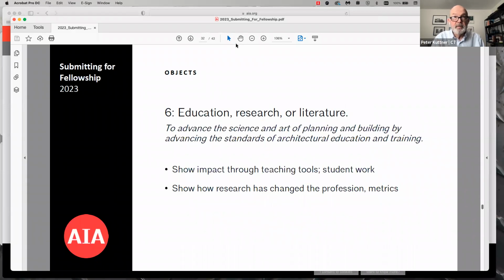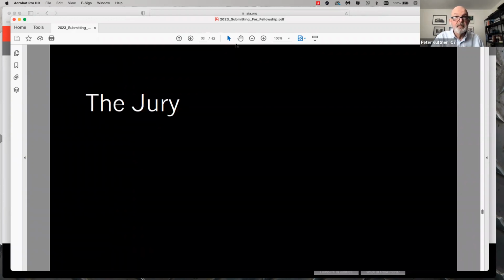And then the new one was pulling out education, research, or writing into its own category. Heavily academics, we're seeing more and more research. We're seeing practitioners who are focusing on research, and some writing. A lot of the times, education and writing will be packed together. So those are the 6 objects.